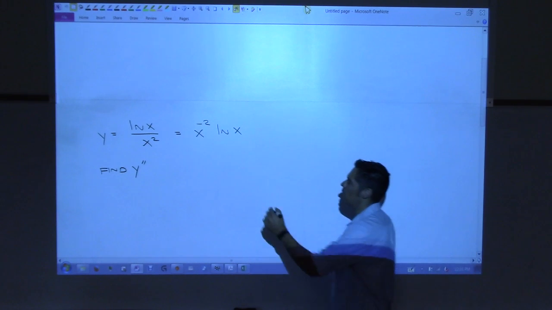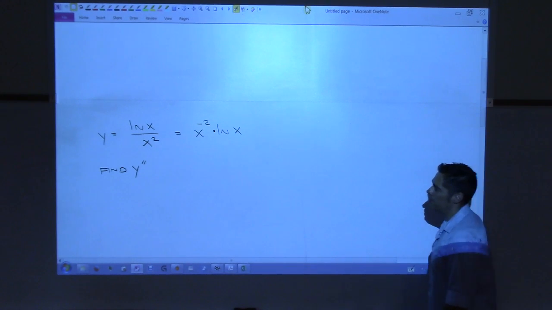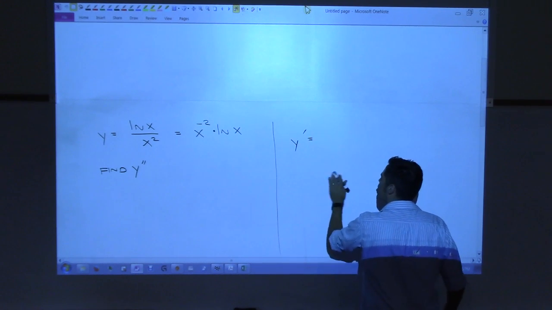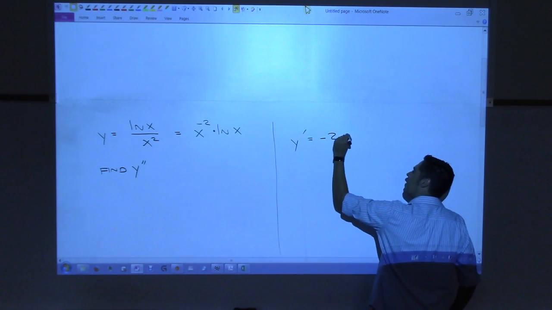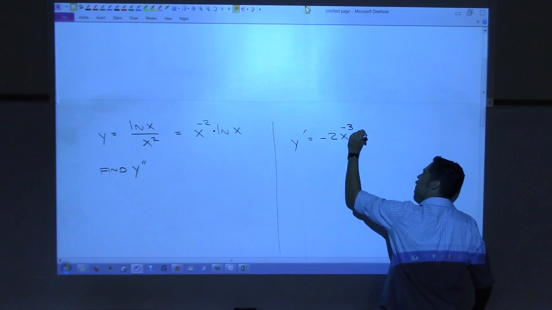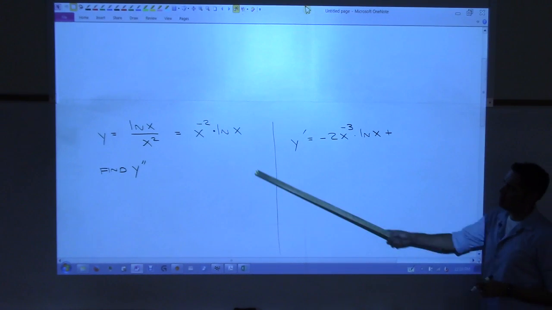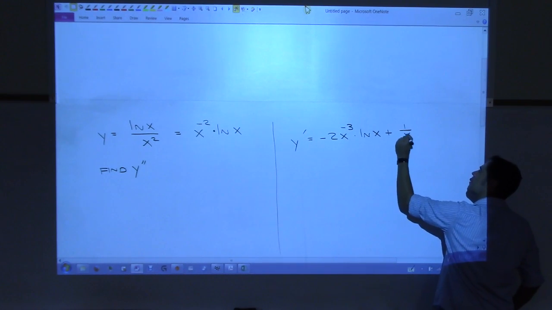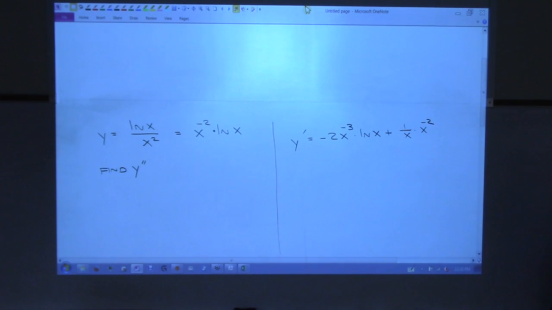Okay, so I'm just rewriting the problem, turning it into a product rule, and now we're ready for the derivative. So the first derivative will be, according to the product rule, you tell me, because you told me to move it there. Negative 2x to the negative 3 times the first, plus derivative of natural log of x now, which is 1 over x, times the first one, which was x to the negative 2. Okay.